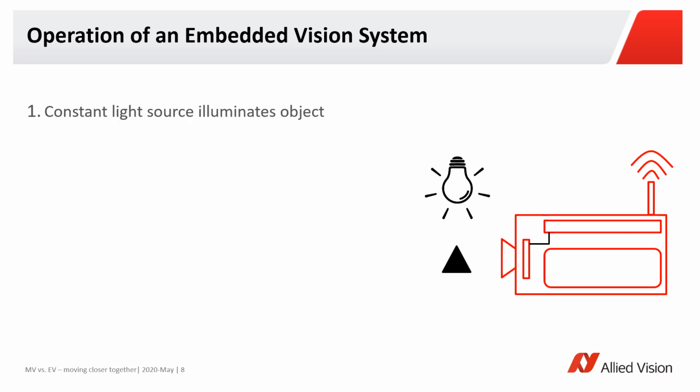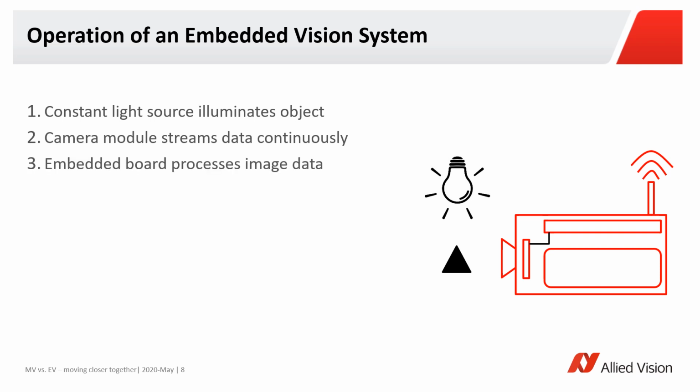So what are the steps? The constant light source illuminates the object. The camera module streams data continuously. So it doesn't just get triggered, but it streams images continuously to the board. The embedded board processes this image data also on a continuous basis, and then the decision is transmitted.